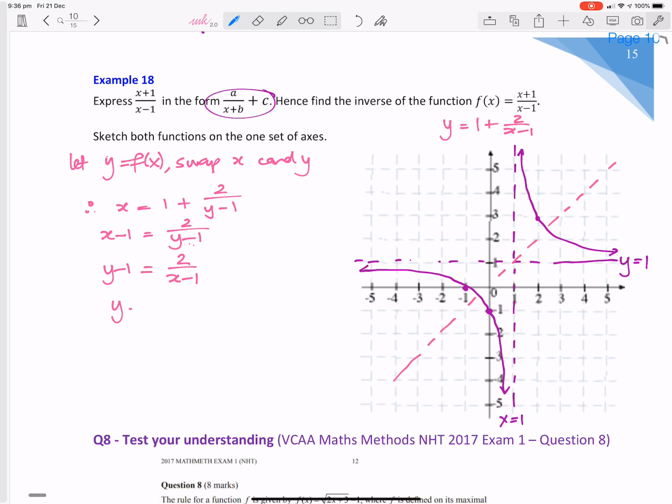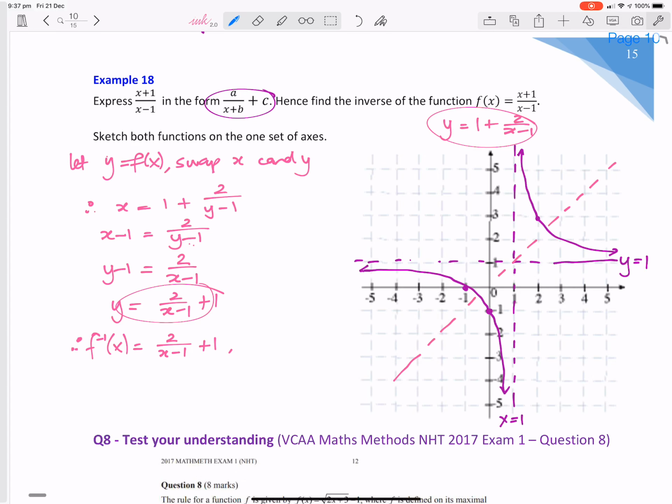Bring your 1 to the other side. Y equals 2 on x minus 1 plus 1. You can see they're exactly the same equation. So therefore, f inverse of x is equal to 2 on x minus 1 plus 1.